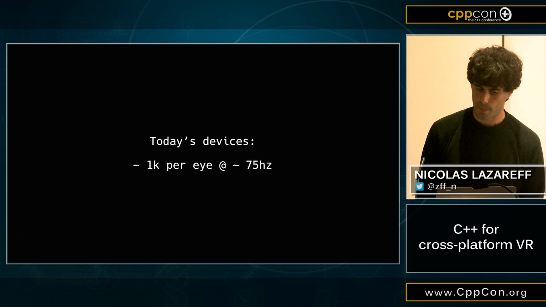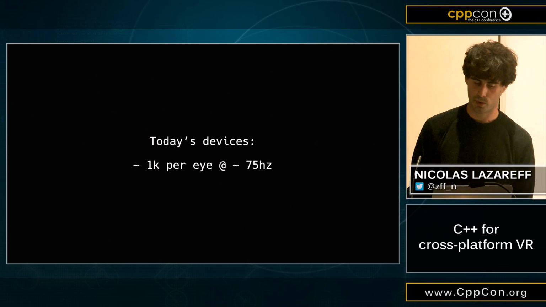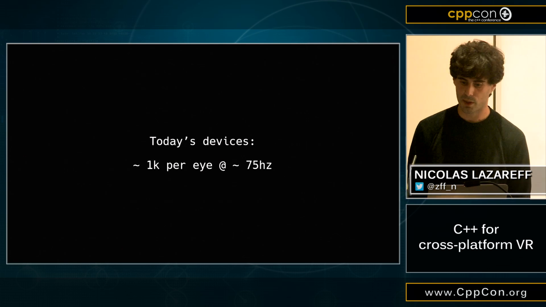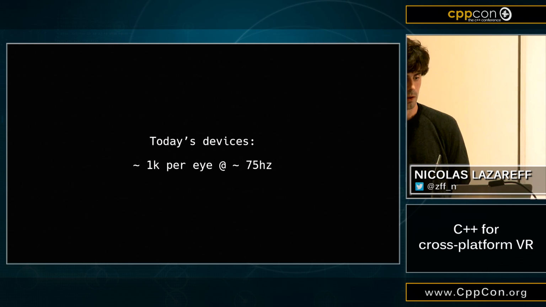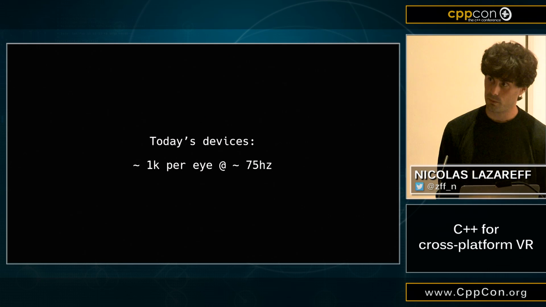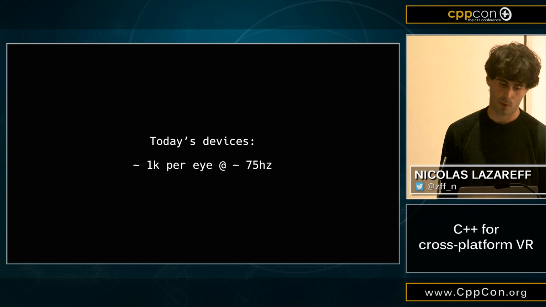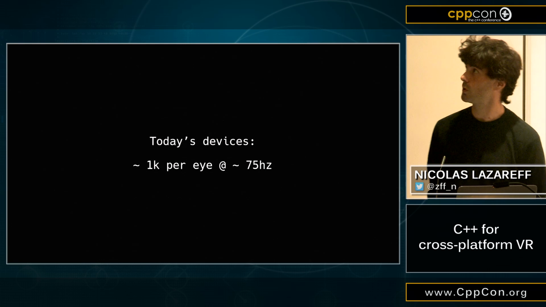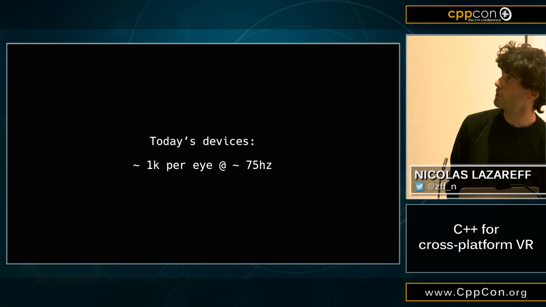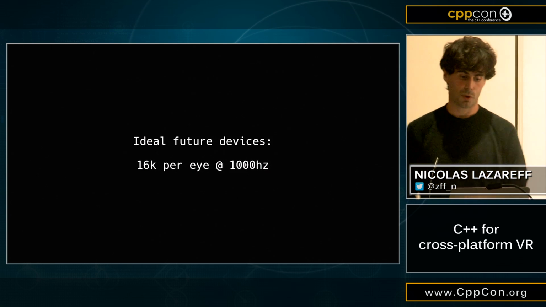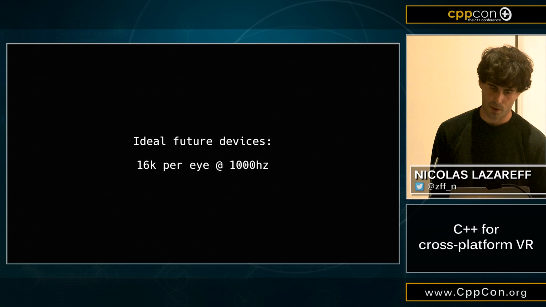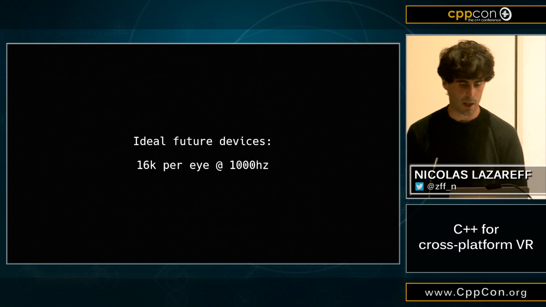In addition, today's devices are also quite high resolution, so the GPUs and the software have to push quite a lot of pixels. Games and apps today don't have to deal with these types of resolutions, and VR apps and games do. To make things worse, all the manufacturers are competing along resolution and frame rate axes. Today, basically everyone is around 1K per eye and around 75 hertz. Some have more, some have less, but the ideal future, courtesy of Michael Abrash, is 16K per eye at 1,000 hertz.